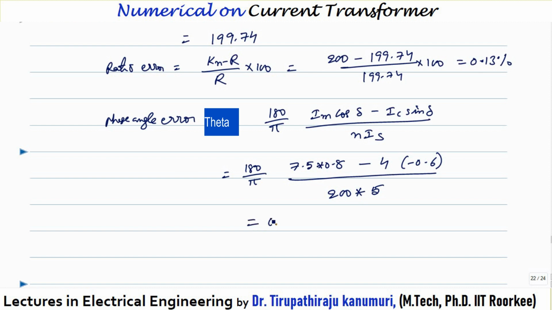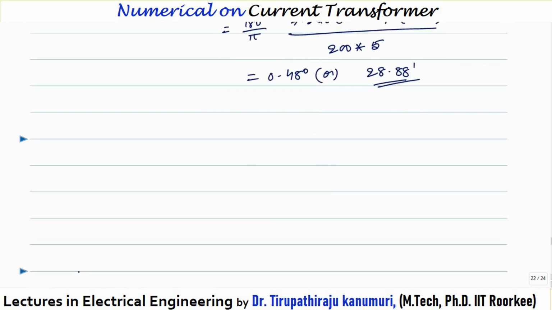So this, if you calculate, will be equal to 0.48 degrees, or when you multiply with 60, it will be 28.88 in minutes. So this way we have to calculate. So I hope this topic is clear to you.